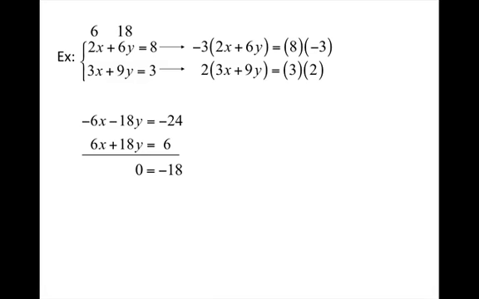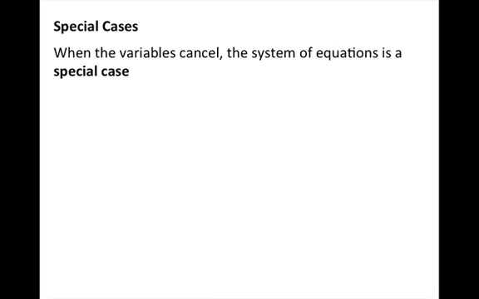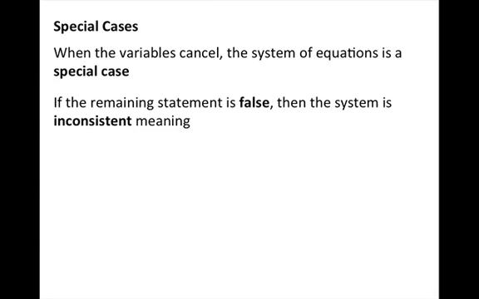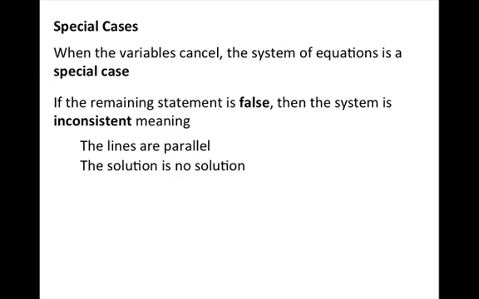So let's look at the special cases quickly. Like we said, when the variables cancel, the system of equations is a special case. If the remaining statement is false, then the system is inconsistent. And if you remember, an inconsistent system was one which had no solution. So this means the lines are parallel and the solution is no solution.